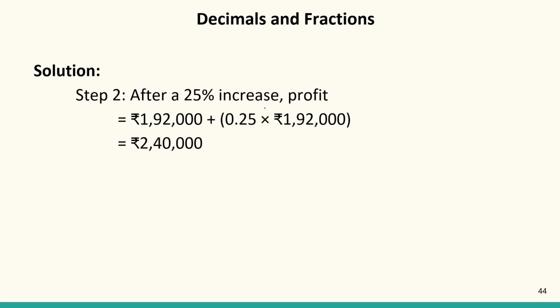So after a 25% increase, the profit becomes, since the word increase is used, that is why we use the plus symbol, 1,92,000 plus 0.25 into 1,92,000. We convert the percentage into a decimal to get the value. So this is nothing but 2,40,000. So at the end the net profit was constant after the decrease and increase.